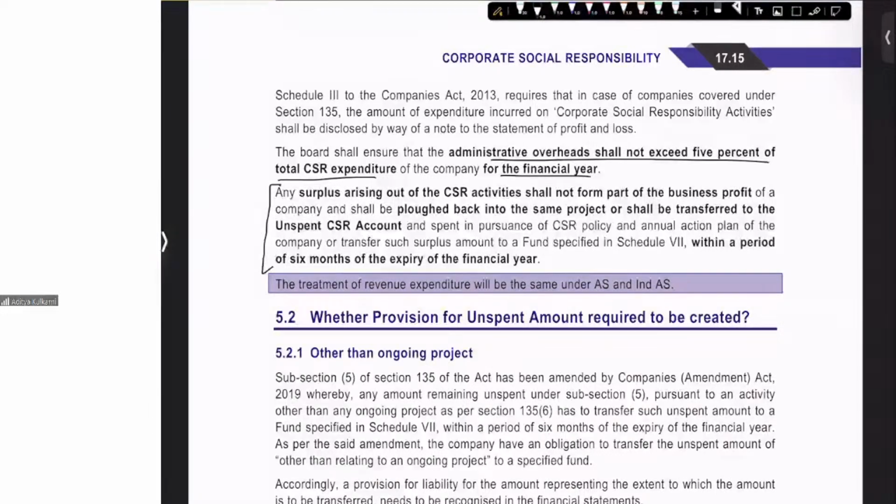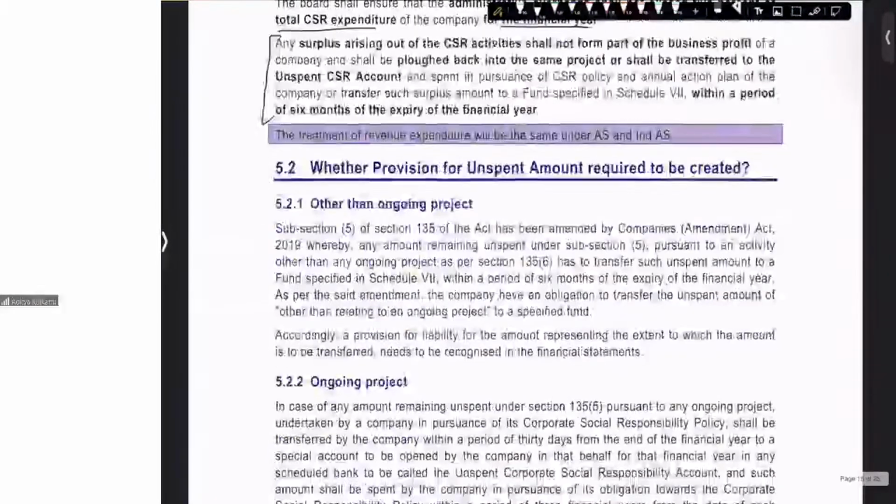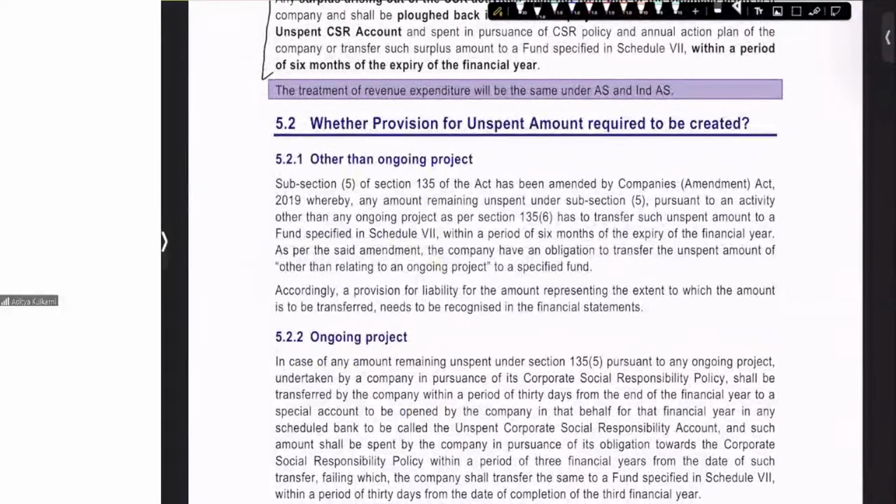Now, the treatment of revenue expenditure will be the same under AS and Ind AS. All right, that is fine. Whether a provision for unspent amount needs to be created?